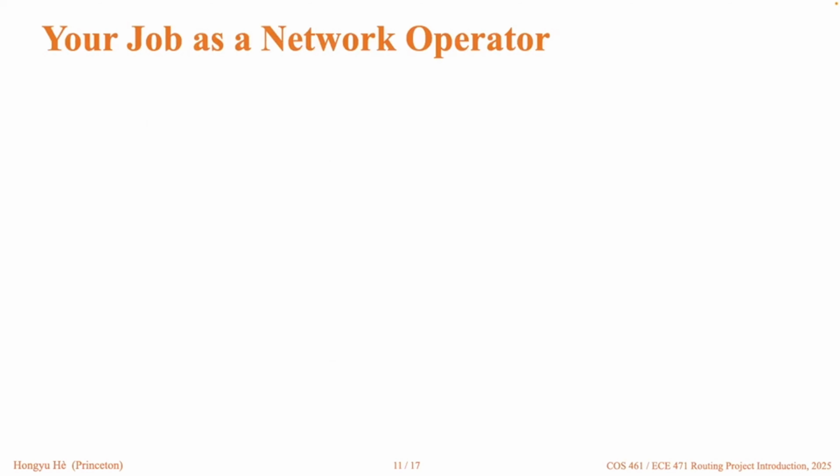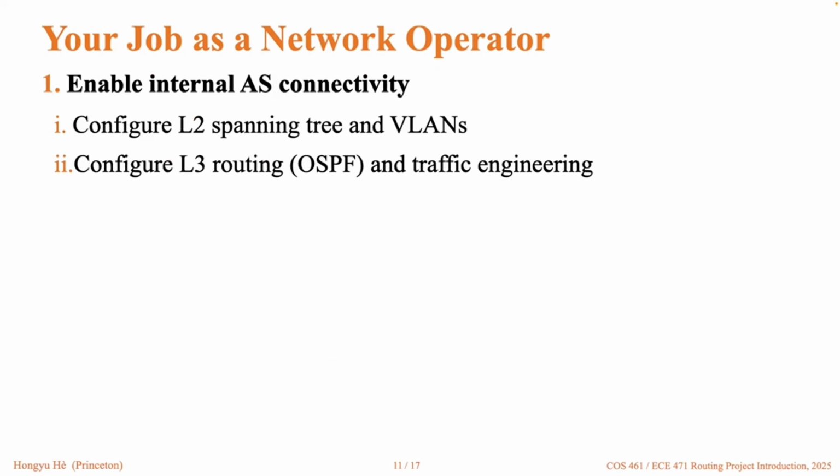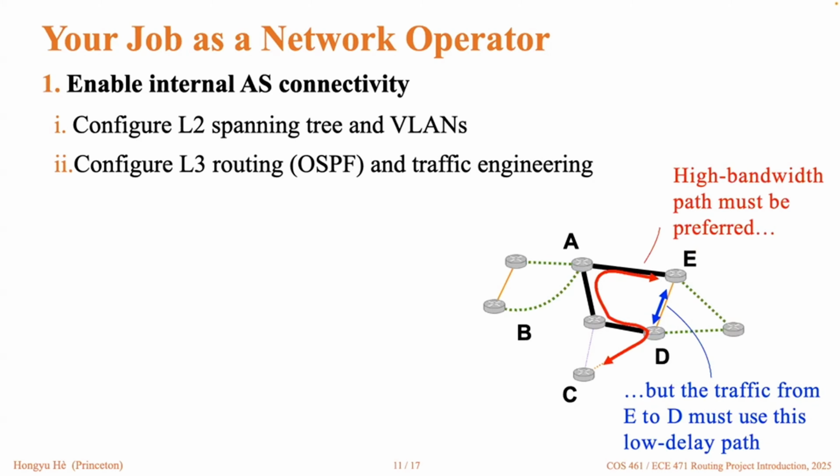And your job as a network operator is not easy. That's why we give you 4 weeks of time. First, in the first part of this project, you need to enable internal AS connectivity, meaning that within your autonomous system, you should have connectivity by configuring L2 spanning trees among those switches, VLANs, OSPF routing, and traffic engineering. For example, here, we always prefer the high bandwidth path if we are communicating between C and E. But we still want to keep the low latency path between E and D.